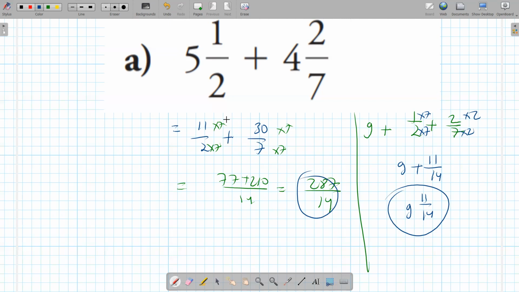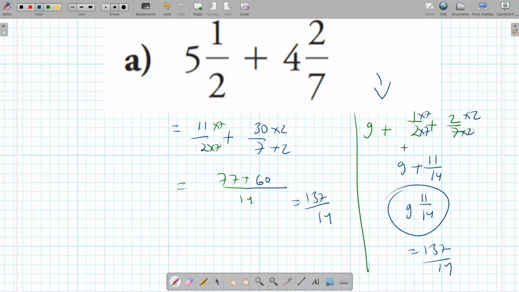But what went wrong though? Oh, see, I multiplied it by a 7. I should multiply this by a 2. Yeah, the answer should be the same thing. So 11 times 2 plus 60. You get 137 over 14, which is this guy. Okay. So using this method, the answer will be in terms of a mixed fraction.